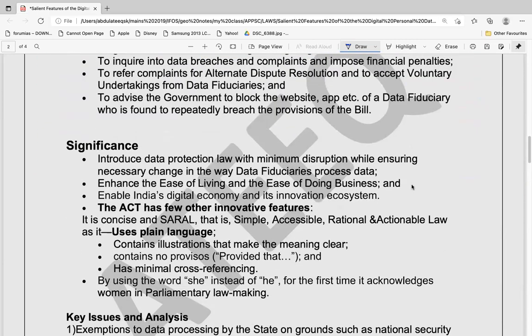Now, what is the significance of this act? This is the first time an act has come up with simplified law. This can also be used in GS4. Simplification of laws is important for the following of these laws. Simple, accessible, rational, and actionable law. Plain language. And for the first time, instead of he in the act, she was used. That means, if she has any grievances, she can go to the data fiduciary's grievance redressal officer. Instead of using he, the act uses she can approach the data fiduciary, she can approach the data protection board. In this way, they are trying to break gender stereotyping.